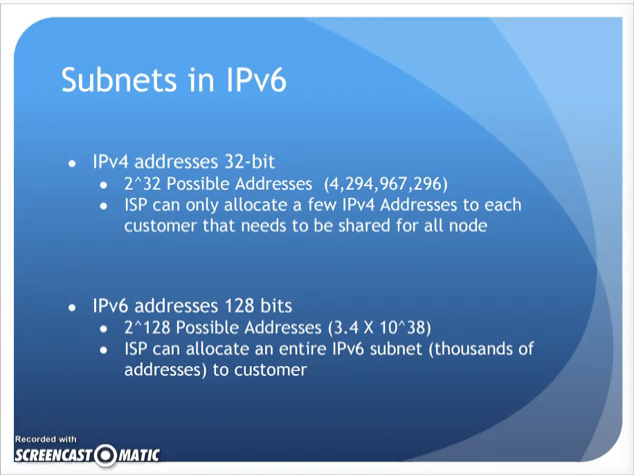Alrighty, CNT125, Chapter 8. We're now looking at the section on IPv6 subnets. Remembering with IP version 4, a 32-bit address, because there are so few IP version 4 addresses in the grand scheme of things, the ISP can really only allocate a few IP version 4 addresses to each customer, and those need to be shared for the whole site.